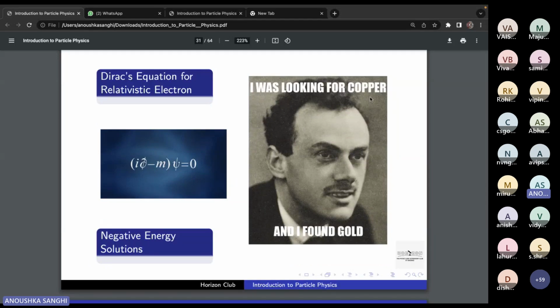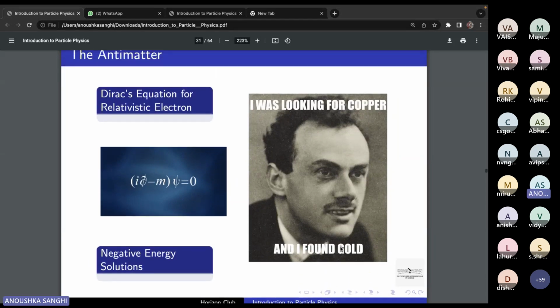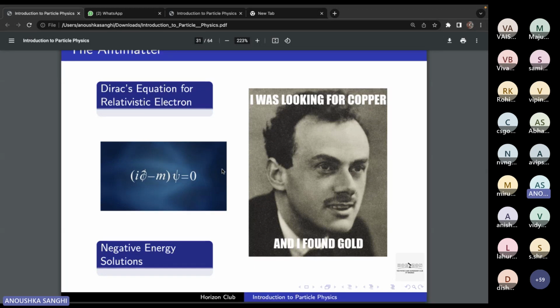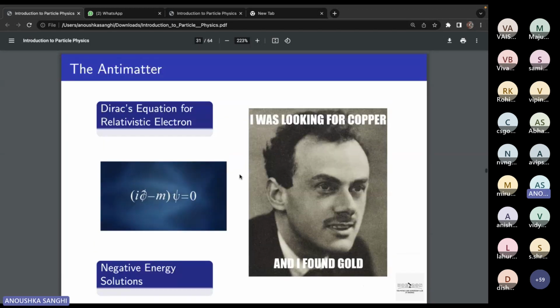I was looking for copper and I found gold. So this antimatter phenomenon can explain a variety of things. And through the parity change between matter and antimatter, we can also see whether it satisfies this or not. So through parity transformations also we'll see. I'll not get deeper into that, but its solution comes out such that matter and antimatter exist in a pair. This was Dirac's equation.